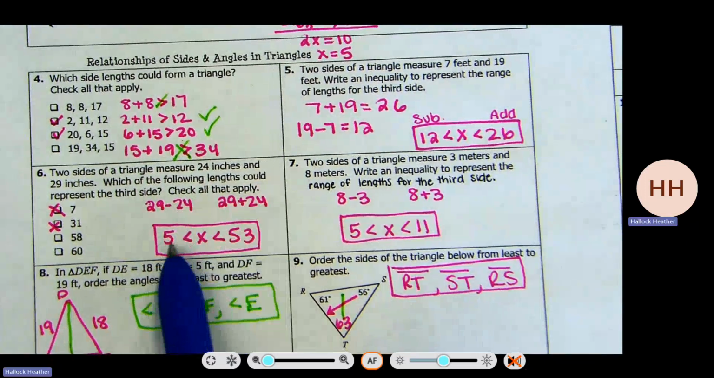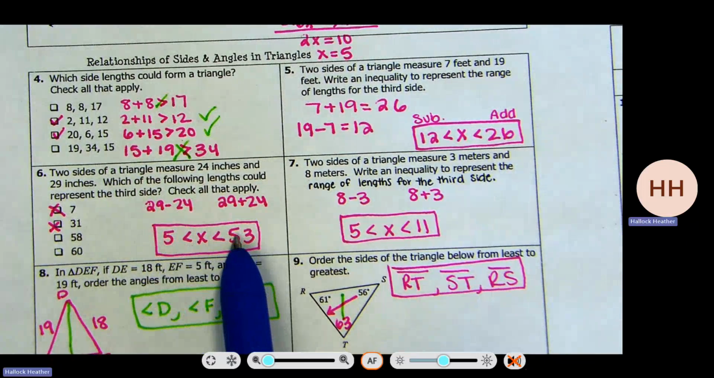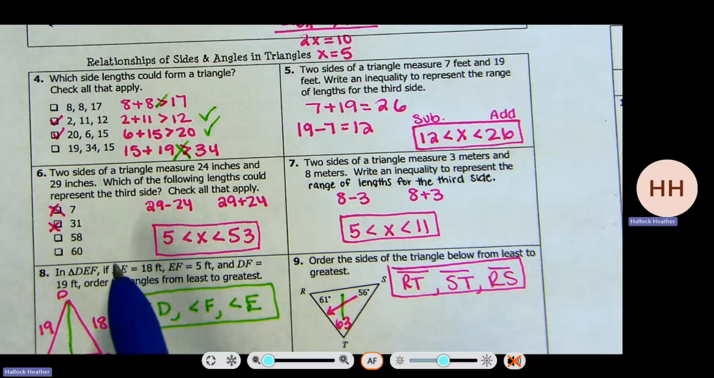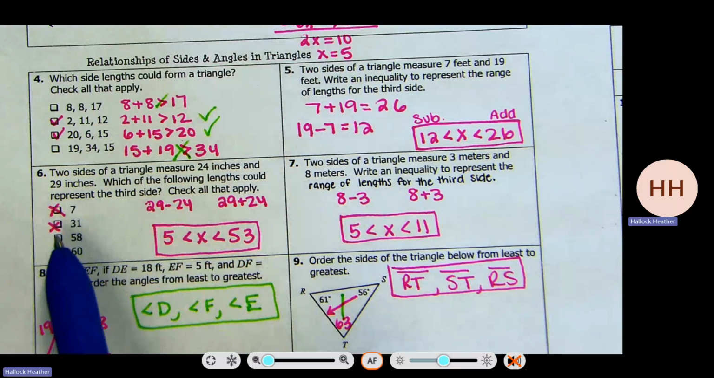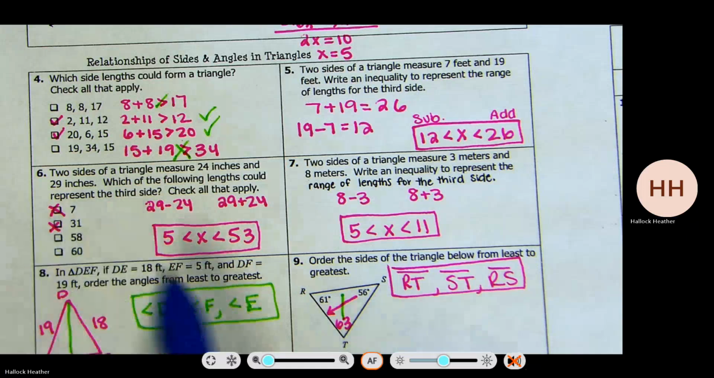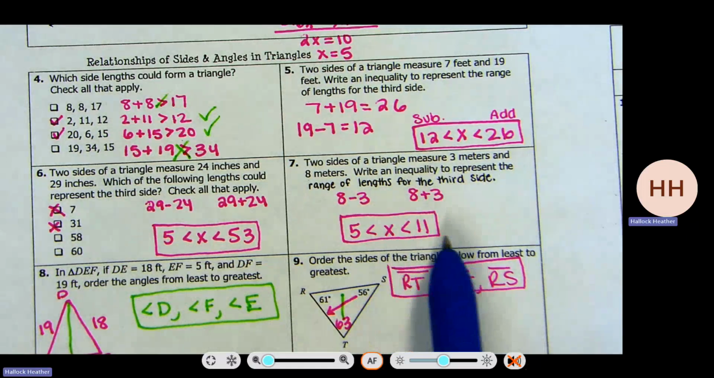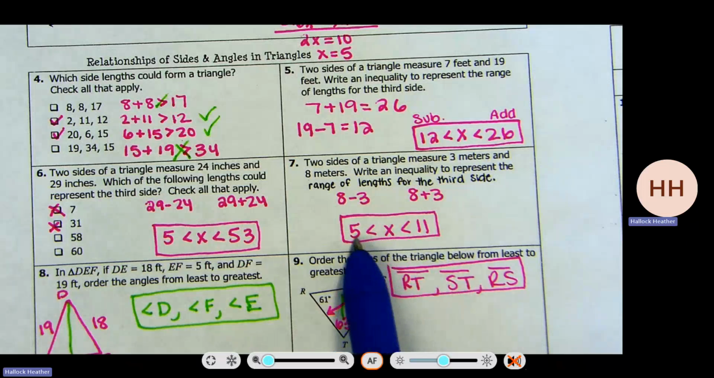So this was the same problem, 5 and 53. I have to figure out what's between them. So the only possible side lengths that are actually between them are 7 and 31. And then 7, same thing. 5 and 11. I subtract, I add, there's my inequality.